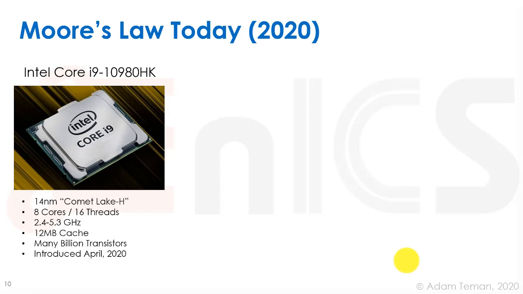If we look at Intel, one of their high core processors that recently came out, introduced in April 2020, is the Intel Core i9 10980HK. It's in a 14 nanometer process. It's a Comet Lake H architecture. It has 8 cores and 16 threads, 2.4 to 5.3 gigahertz, 12 megabytes of cache, and many billions of transistors. They don't usually put out the number of transistors anymore that they have in their processors.